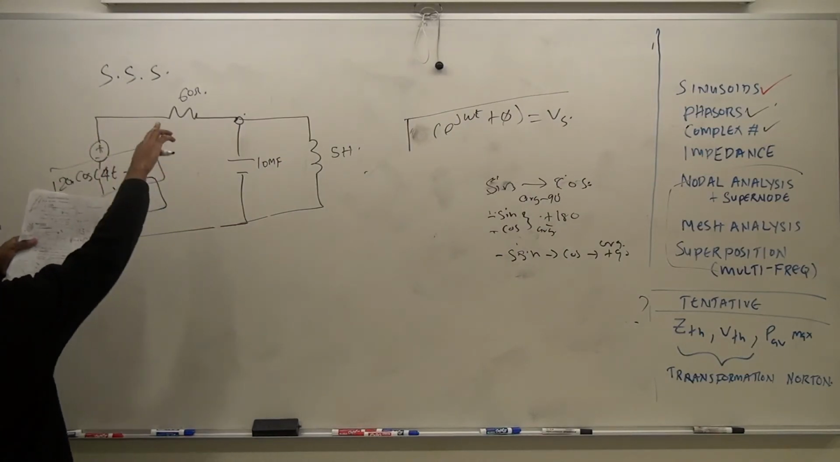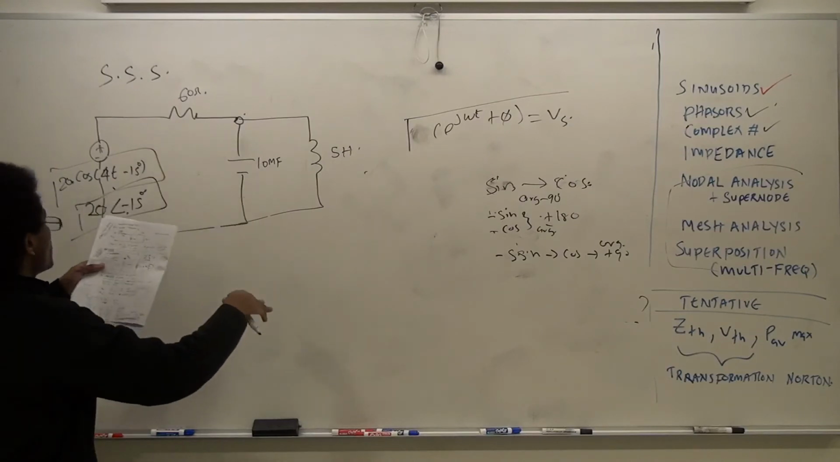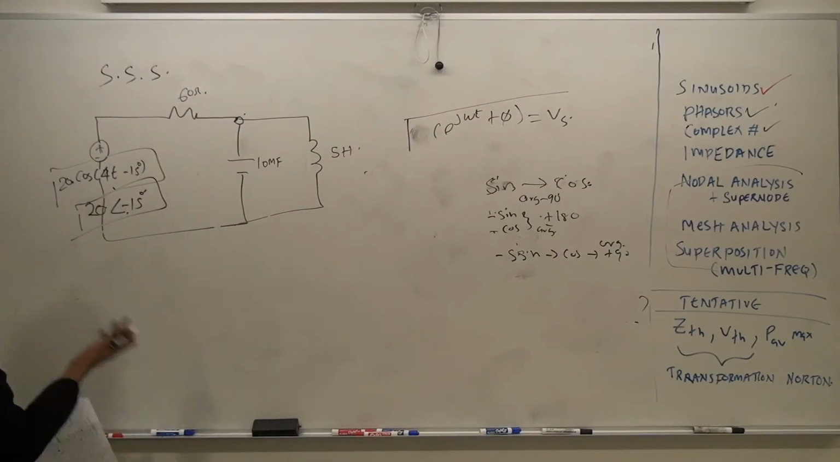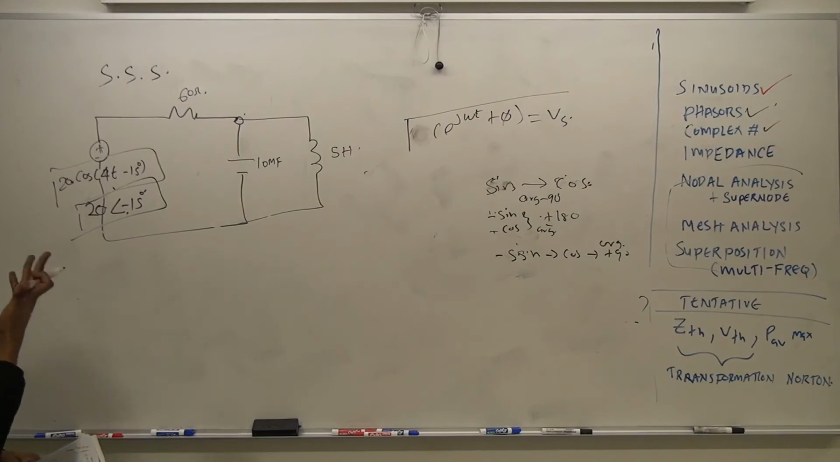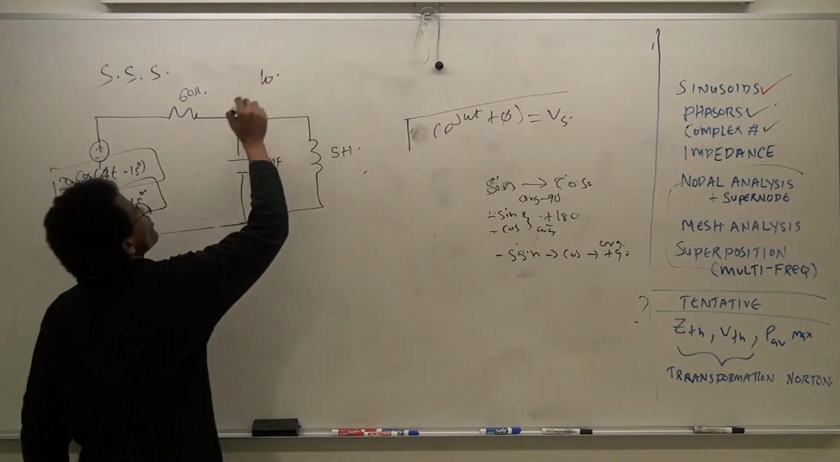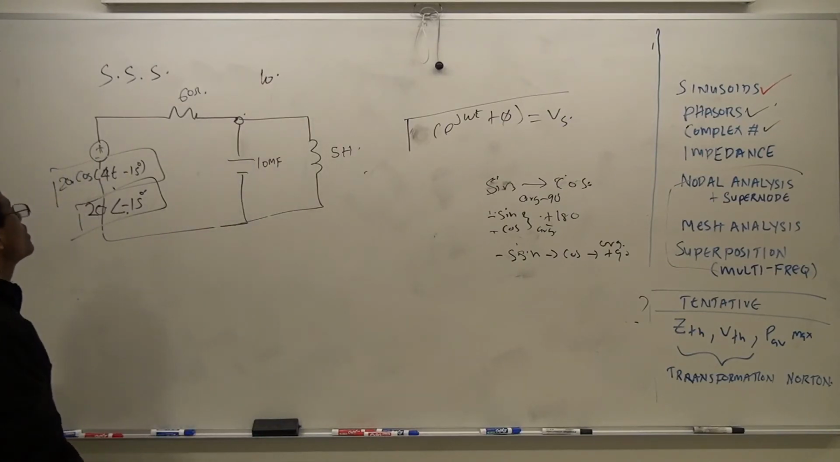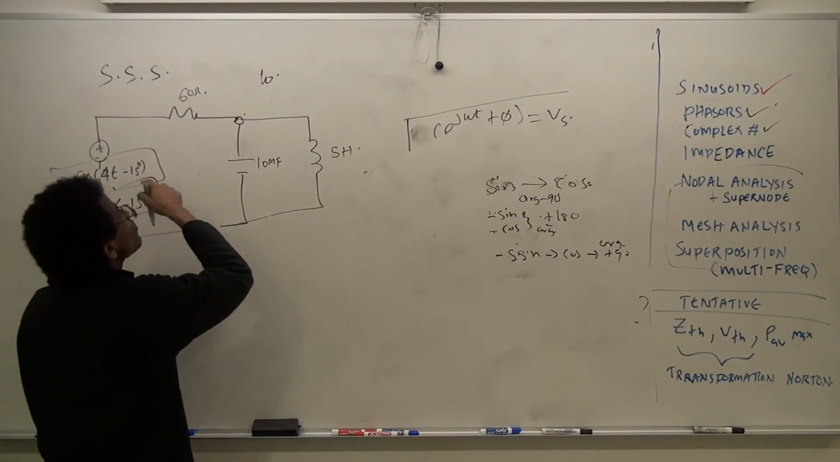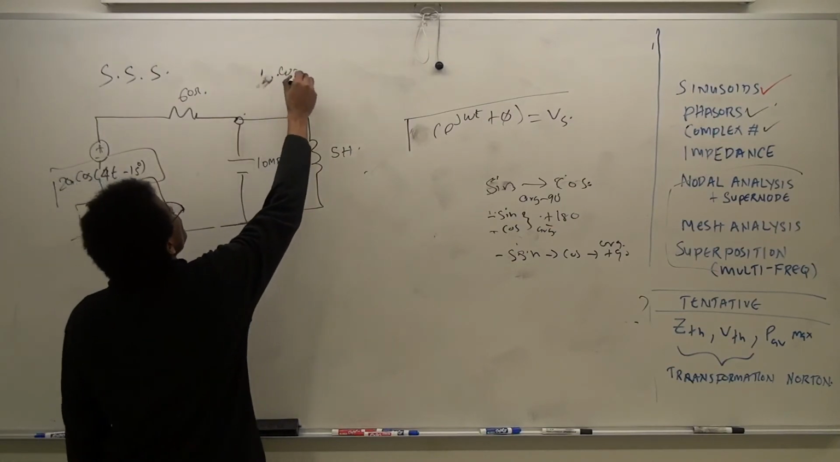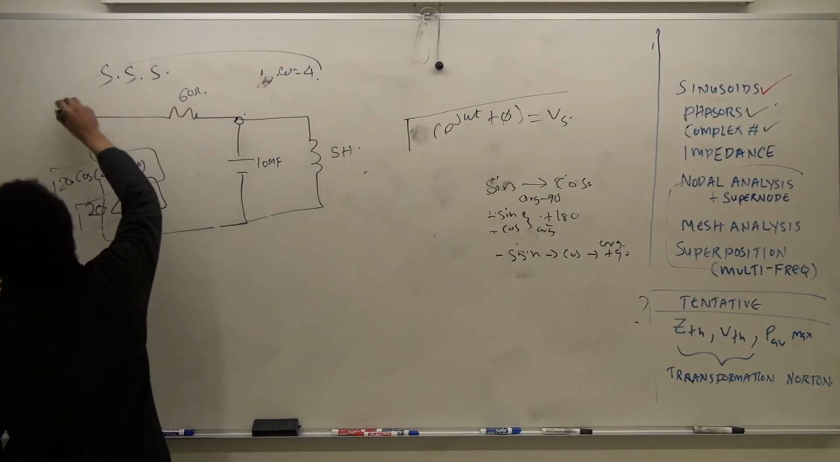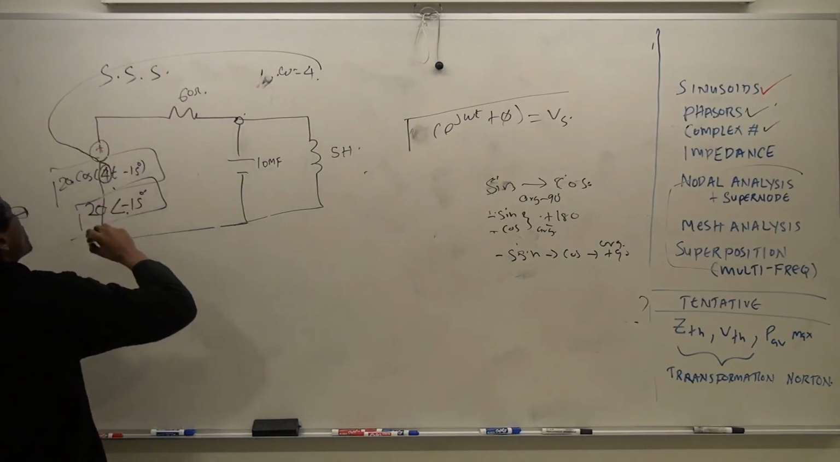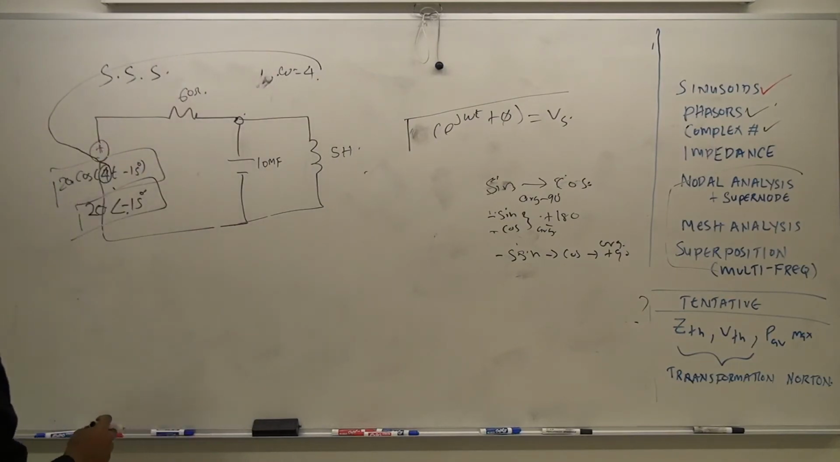The second thing is you find the impedances in the circuit. You need to know what the operating frequency is. What's omega? We need to know what omega is before we can find any impedance. Omega is 4. Why? It came from the coefficient of time in the argument of the sinusoid.